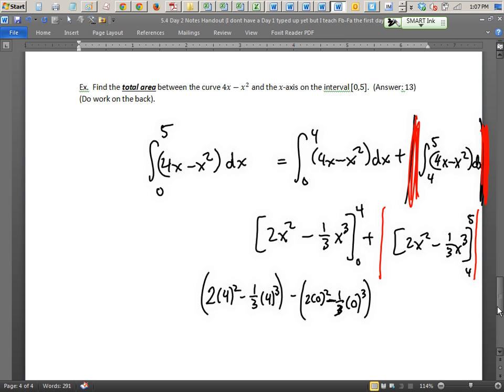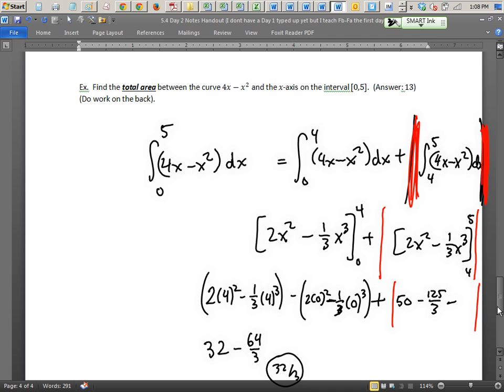That's the first integral. In other words, the first integral comes out to 32 minus 64/3, which is 32/3. Okay. And then the second integral, I know it's going to come out negative, but I plan on absolute valuing it when I'm done, if that's a verb. Plugging in 5 gives me 2 times 25, so that's 50, minus 125/3.